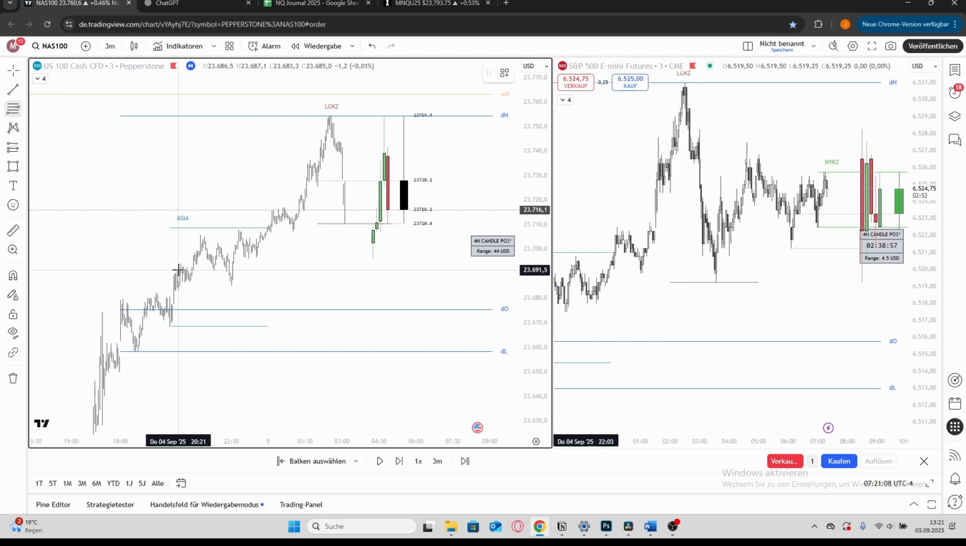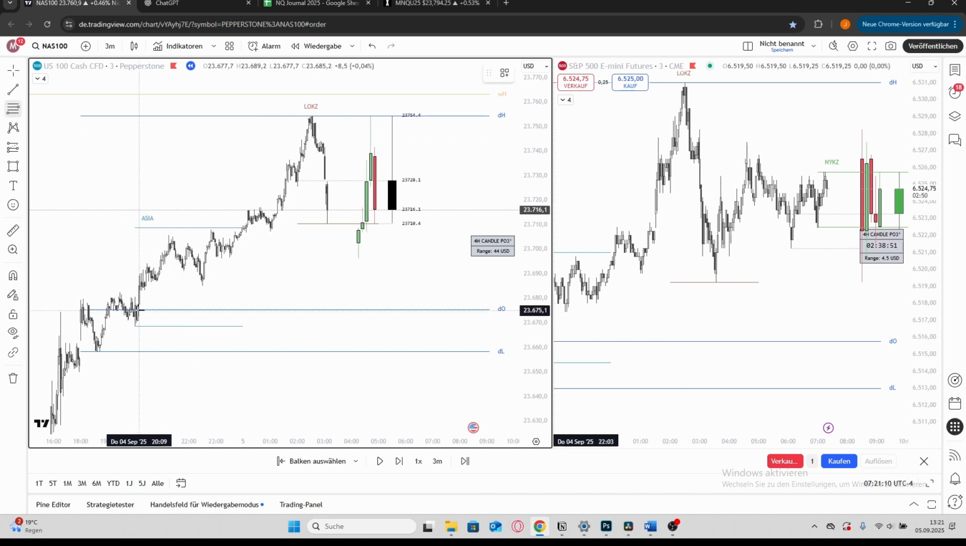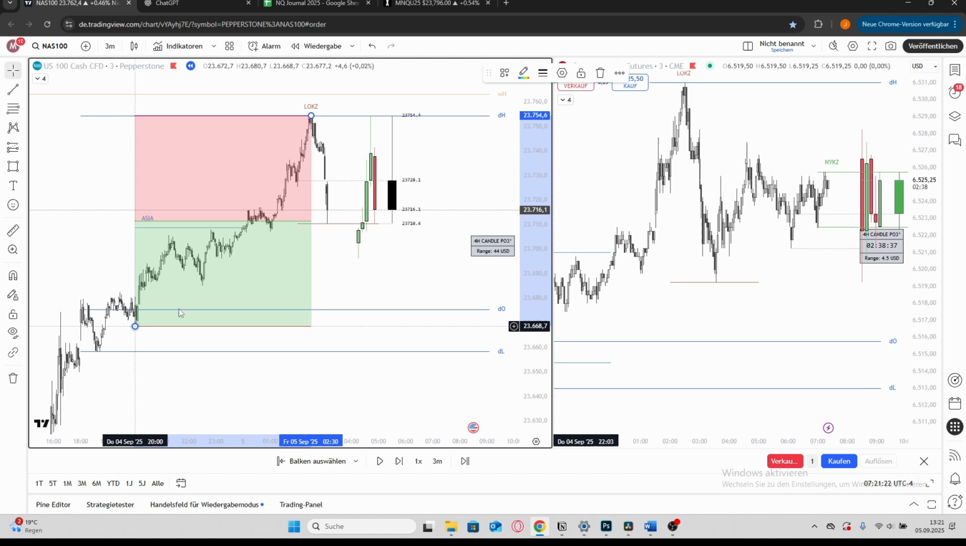So what I do most of the time, I draw my premium discount zone. I look for, okay, where does it make sense? And this time, for example, I took this Asia low here, and I drew it out from the London high here. And you can see we perfectly hit the 0.5 level, and this is the level I want to see.